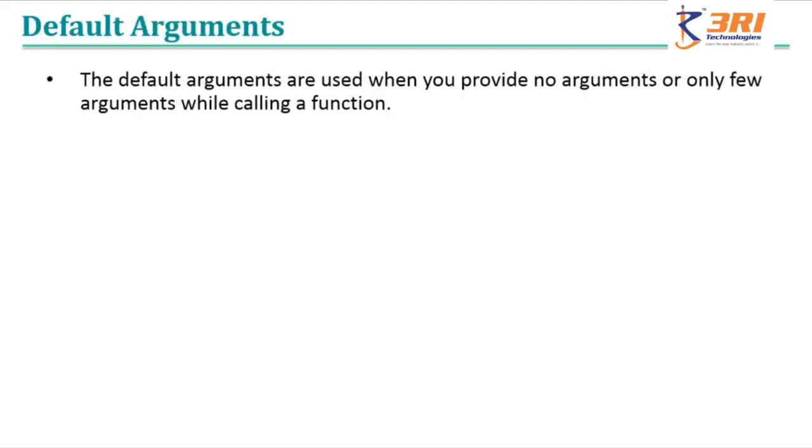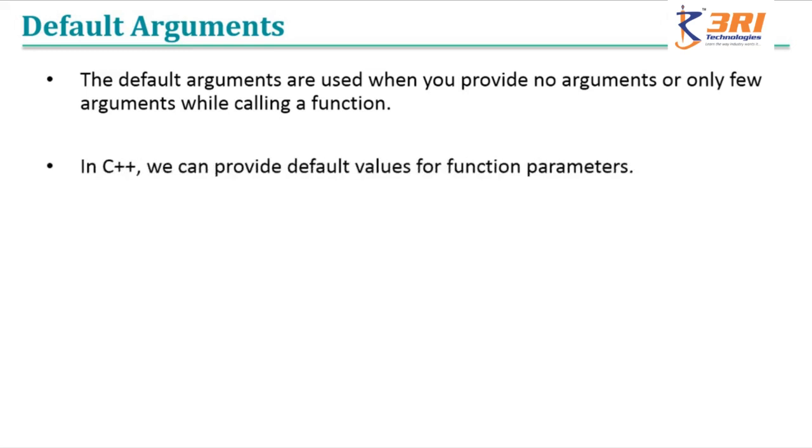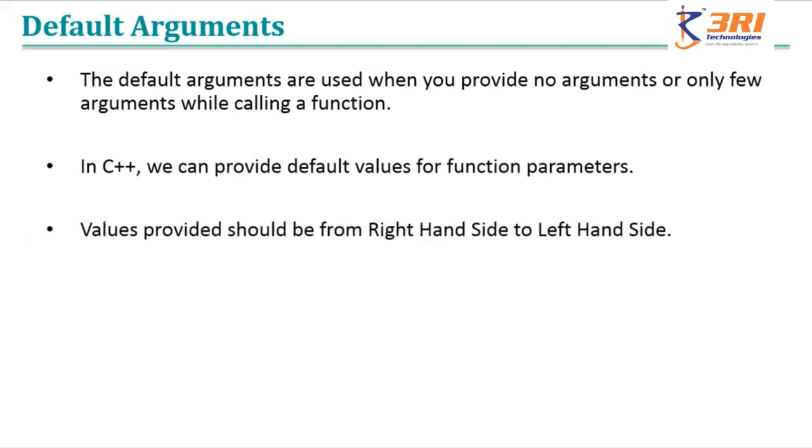Default arguments are used when you provide no arguments or only a few arguments while calling a function. The default arguments are used during the compilation of a program. In C++, we can provide default values for function parameters. The rule when you provide default arguments is you can provide the default values from your right hand side to the left hand side. Let's take an example and understand the default argument concept.